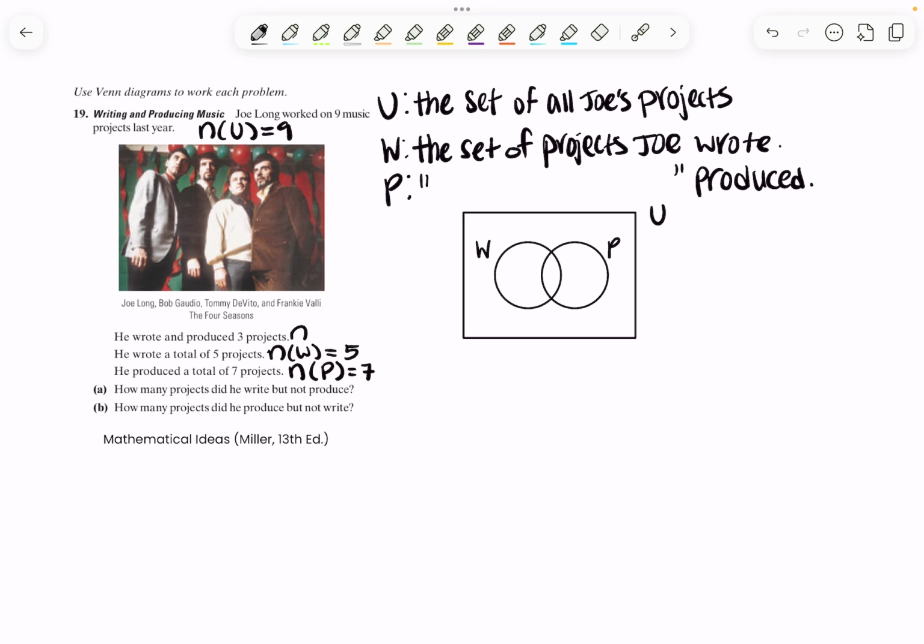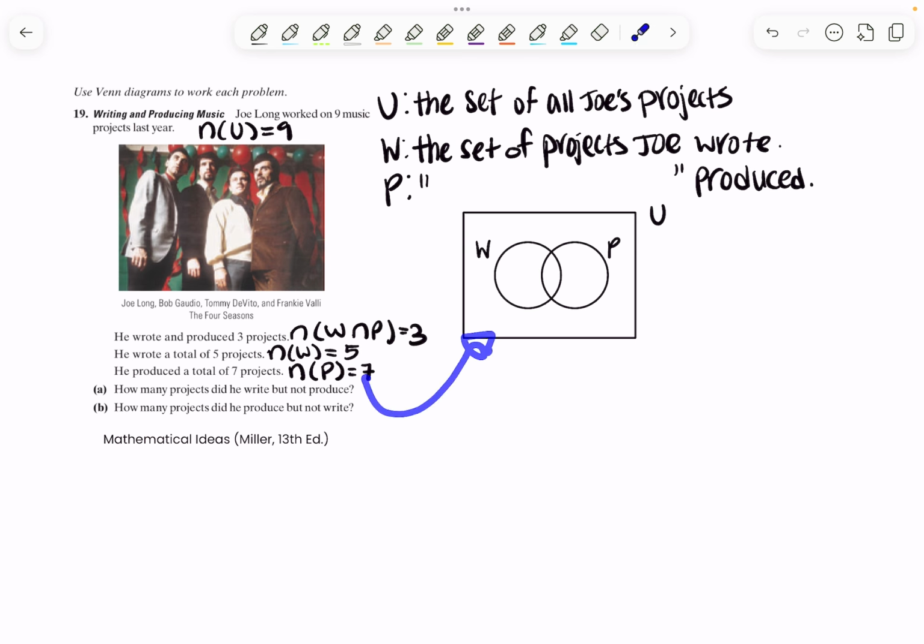So the way we write that is that the number of projects in set W and set P is equal to 3. And what is the symbol for and in set theory? Well, we have 2 main symbols, this one, and we pick the one that looks more like an A, so this one. And we replace it with that symbol. So now I'm going to move everything over.